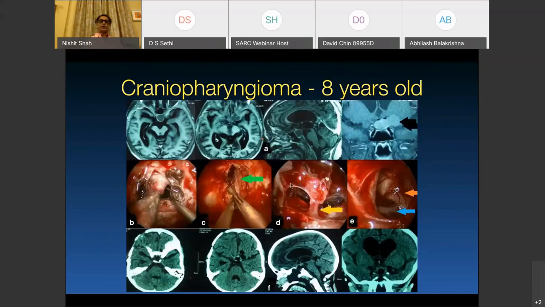So just some figures of a craniopharyngioma, 8 years, but with a very lateral paracellar extension here. Intra-op photos just of the dissection of the pituitary stalk, and that part of the tumor removed with the PCA. Post-op scans here showing the bone defect and the clearance of disease.